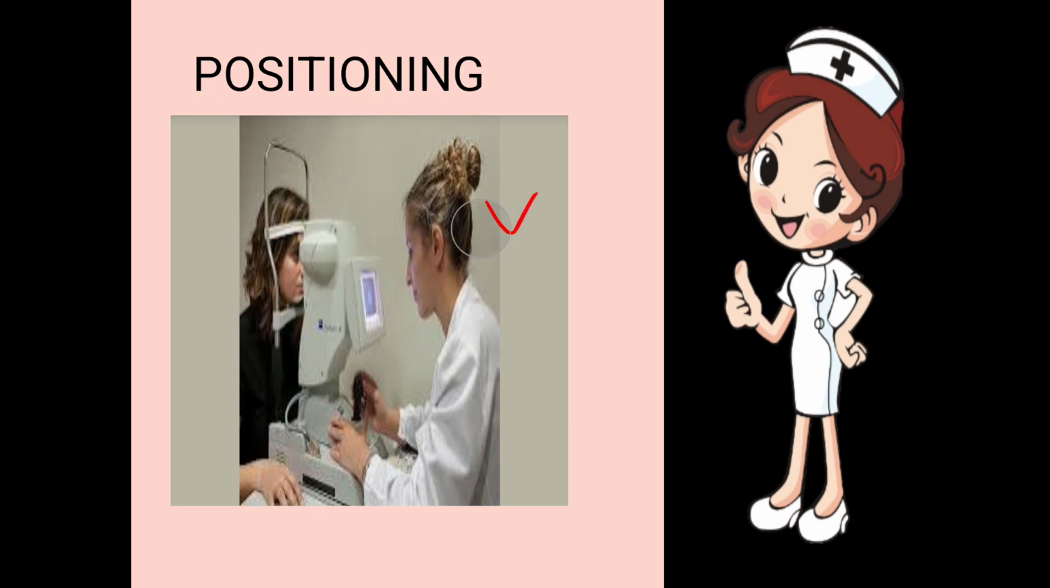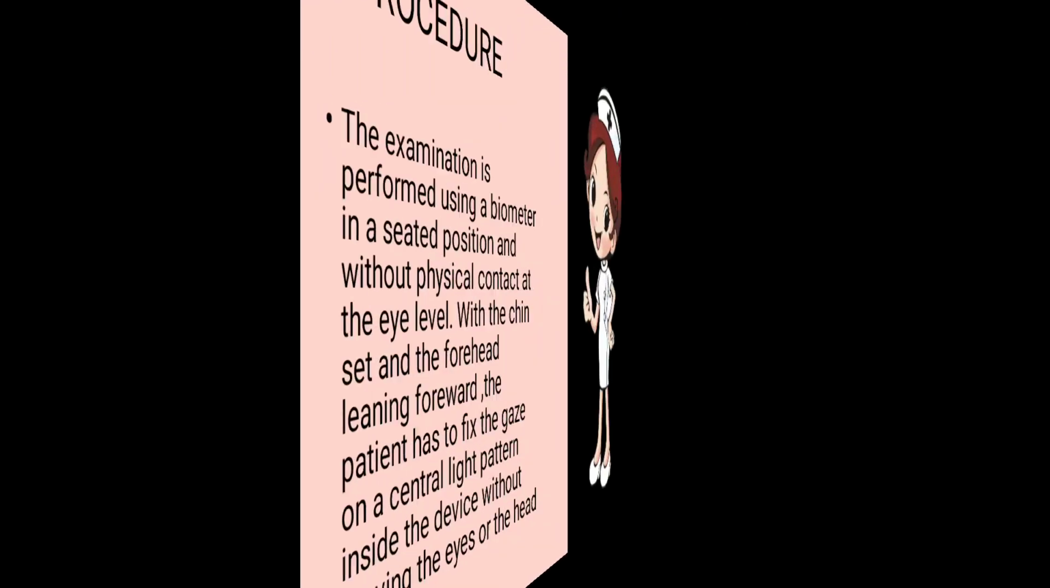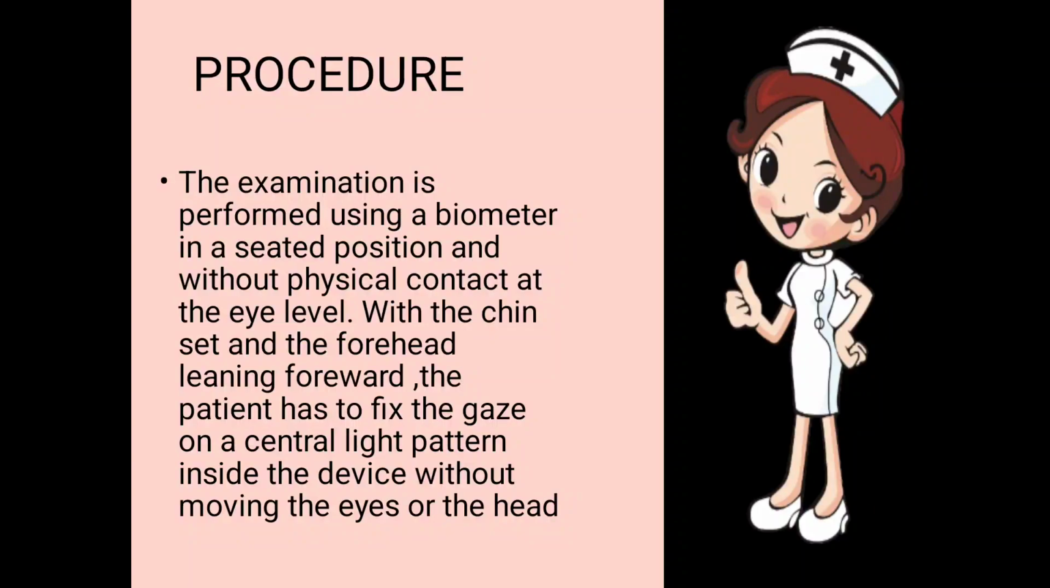It is a very easy method, it is automated, and there is no touching or contact with the eye. With the chin set and the forehead leaning forward, the patient has to fix the gaze on the center light pattern inside the device without moving the eyes or the head. The patient is strictly instructed that he or she is not supposed to move the eye or the head while taking the measurement.